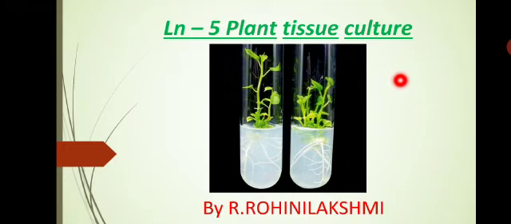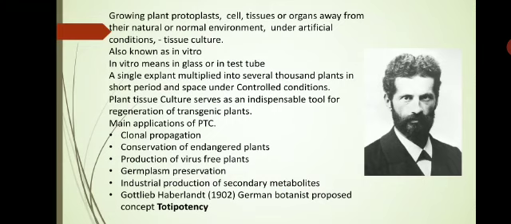Plant tissue culture is one of the techniques used nowadays in our day-to-day life activity and for our survival. Here we have to study plant tissue culture in an elaborate manner. What is plant tissue culture? Plant tissue culture is nothing but growing plant protoplasts, cells, tissues or organs away from their natural or normal environment. What is the meaning of natural or normal environment?